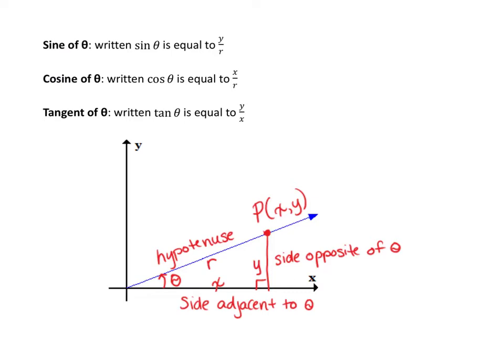These functions are ratios, and they are always equal to the same things. So sine is always the side opposite of theta divided by the hypotenuse. Cosine is always the adjacent side to theta divided by the hypotenuse. And tangent is always the side opposite divided by the side adjacent.